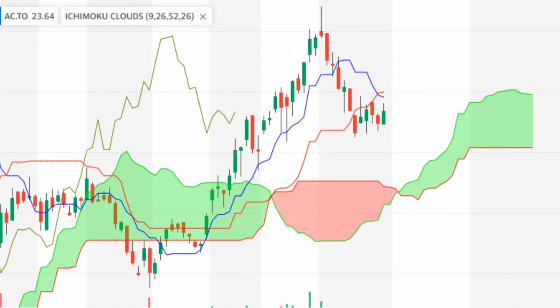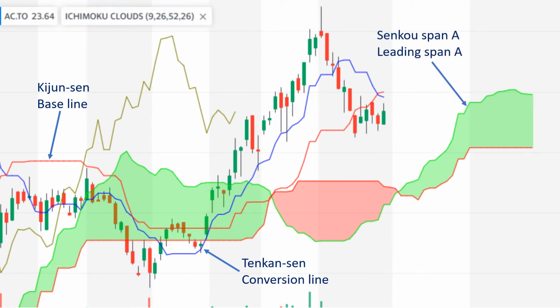This is the price trend of Air Canada stock, D1 time frame, with the Ichimoku Cloud at 9/26/52/26 periods. The Tenkan-sen conversion line is indicated with the blue color, considered a fast moving average. The Kijun-sen baseline is indicated with red color and considered a slow moving average. The conversion line and baseline work almost the same as the MACD line and signal line in the MACD indicator.